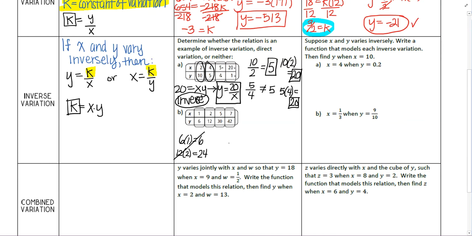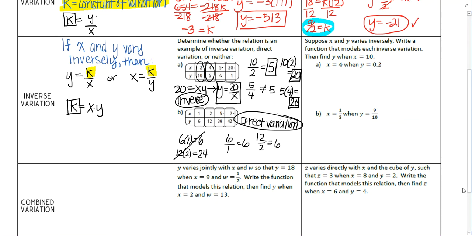It might be direct if we remember you have to take y and divide it by x. So 6 divided by 1 is obviously 6. 12 divided by 2 is 6. And you can see 30 divided by 5 is 6, 42 divided by 7 is 6. So this is direct variation. A case of neither would be where neither of these apply to your t-table.